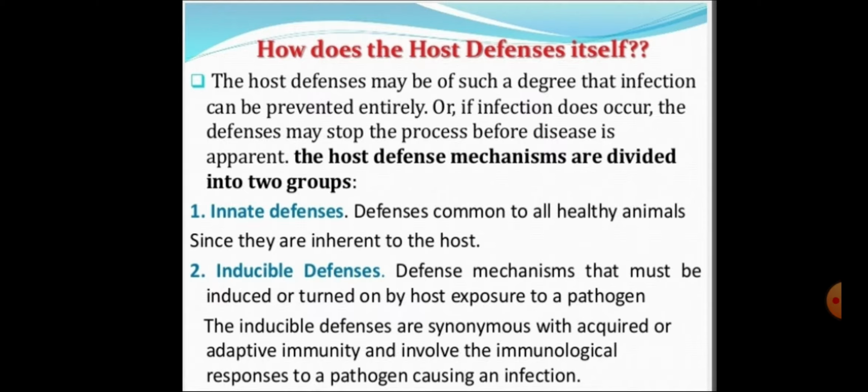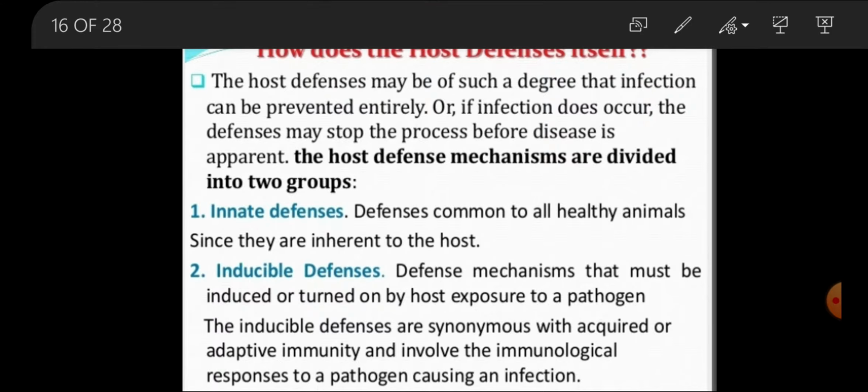How does the host defend itself? In what way does the host protect itself? The host defenses may be of such a degree that infection can be prevented entirely, or if infection does occur, the defenses may stop the process before disease is apparent. The host defense mechanisms are divided into two groups: innate defense and inducible defense. Innate defense is common to all healthy animals since it is inherent to the host. Inducible defenses must be induced or turned on by the host, for example in response to a pathogen.